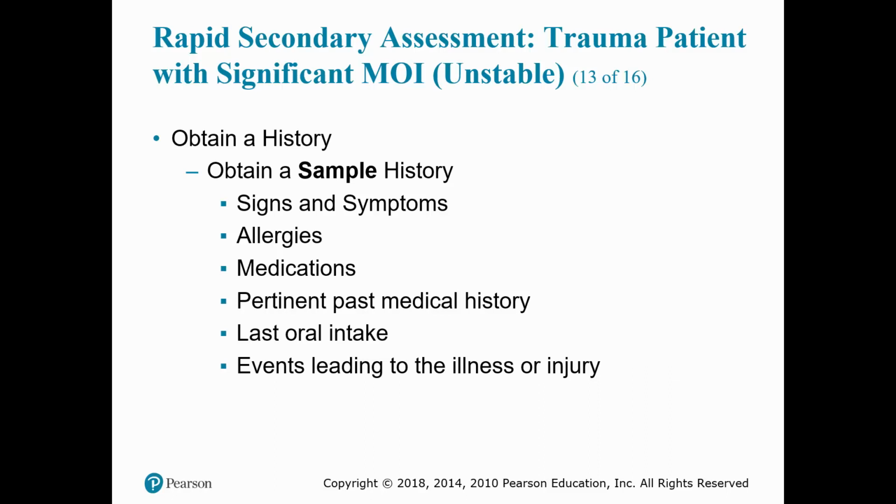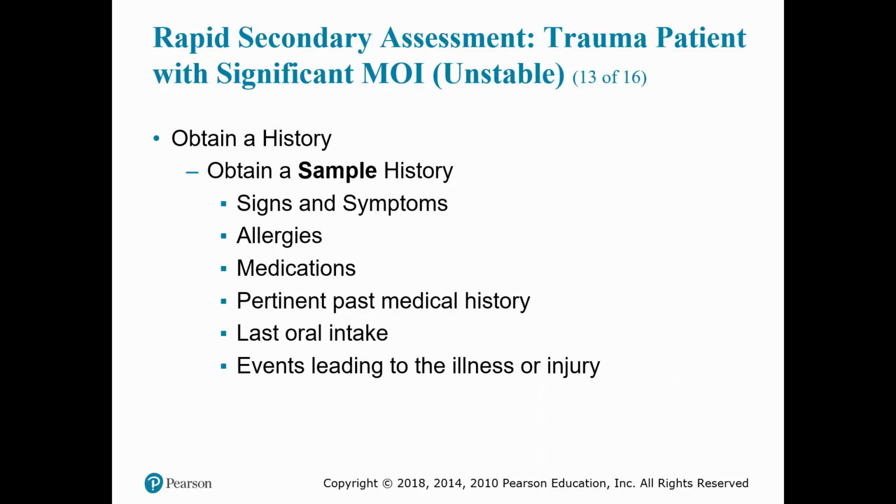Of course, your most reliable source of information 9 times out of 10 is going to be your patient. If your patient is unresponsive, do your best to ask a bystander or a family member. Some examples of questions you can ask are, do you hurt anywhere? What symptoms are you experiencing? Like I said, if the patient's unresponsive, ask the bystanders if they complained of any pain or any other symptoms before they lost consciousness. You can ask the patient, do you have any allergies?